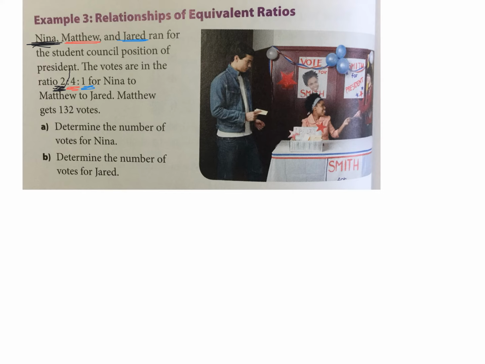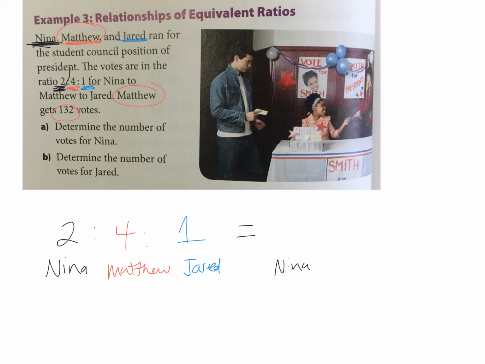Now, they tell us that Matthew got 132 votes. What color is Matthew? Red. Okay, Matthew got 132. So we're going to write out this ratio. 2 was Nina, 4 was Matthew, and 1 was Jared. That means for every 1 vote that Jared got, Nina got 2 votes. Okay, this is just a ratio. Now, let's just write the ratio out.